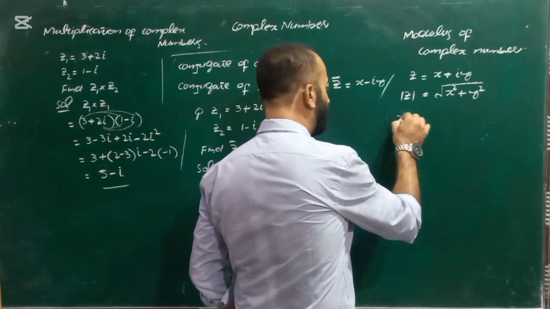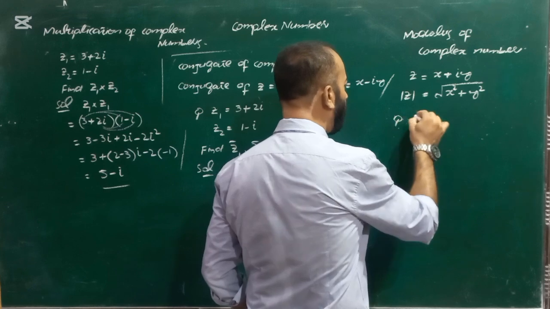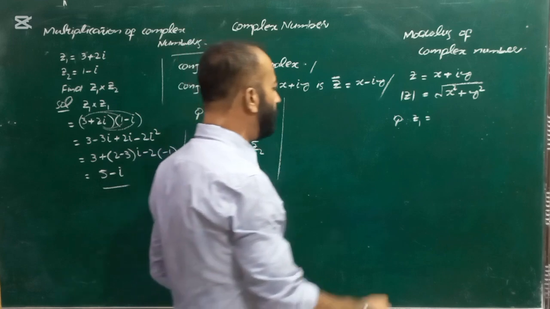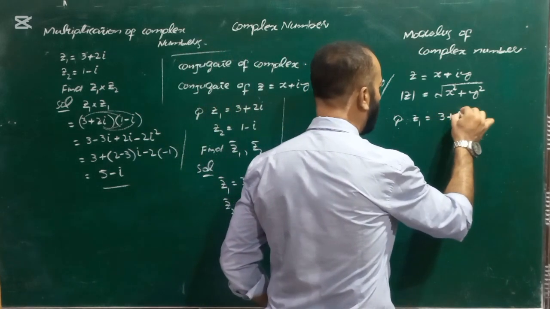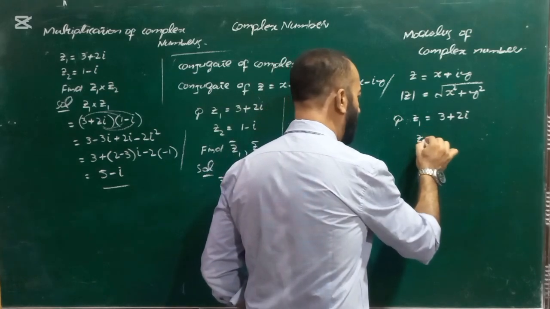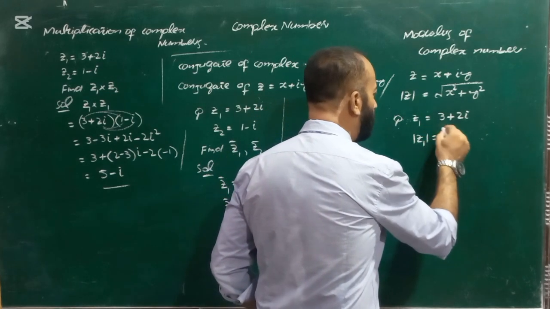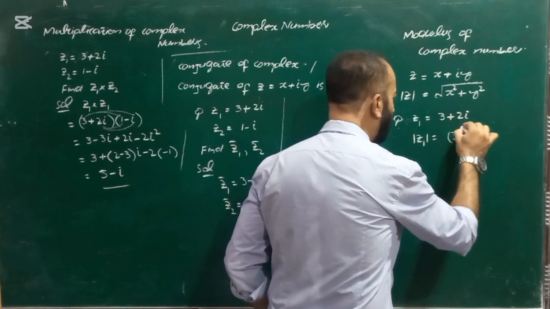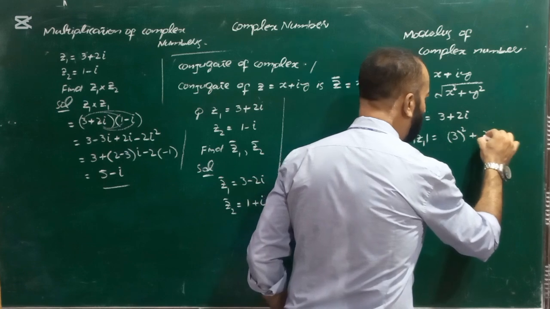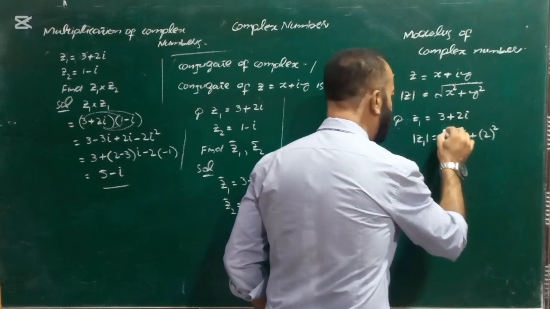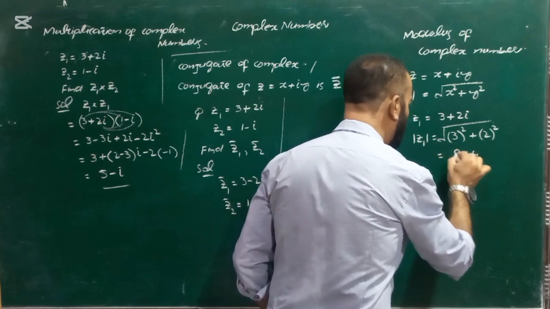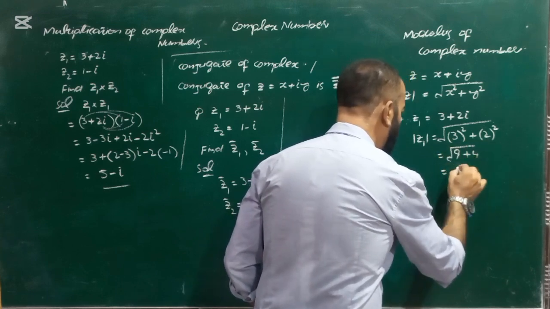So now suppose here is a question. Z1 is equal to 3 plus 2 iota, and we are required to find the modulus of this complex number. So that will be equal to the square root of 3 square, the square of the real part, plus the square of the imaginary part. So that will be 9 plus 4, which is the square root of 13.